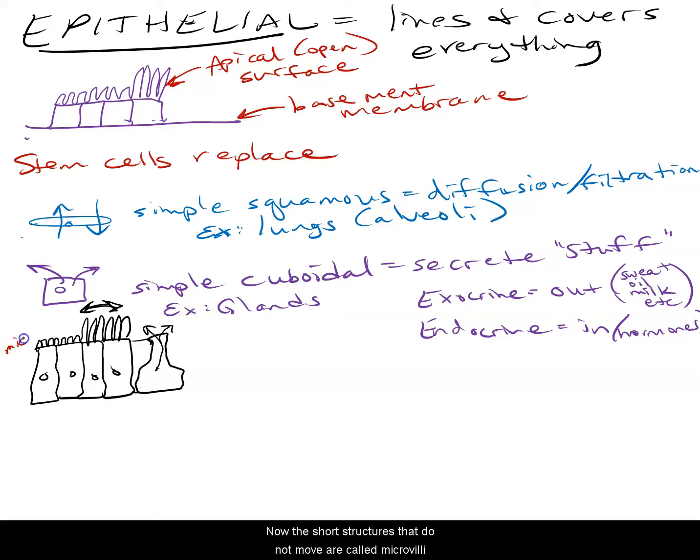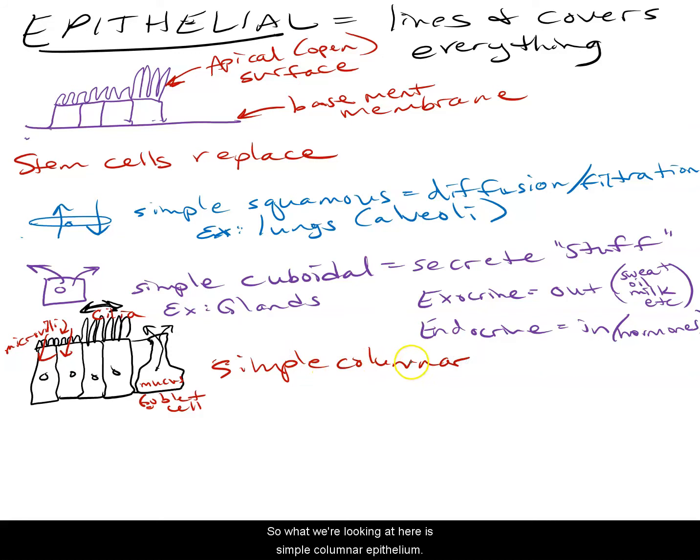Now, the short structures that do not move are called microvilli, and they increase the surface area so I can absorb more molecules. The ones that wave back and forth are called cilia, so they help to move stuff across the surface of the cell.